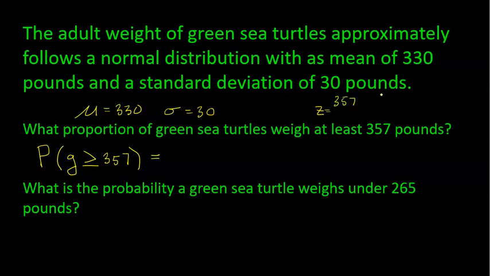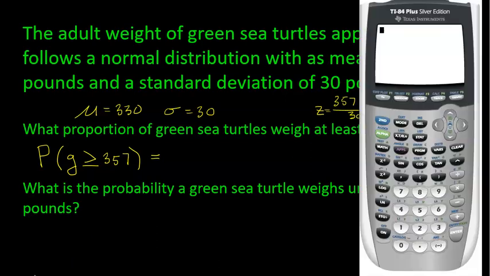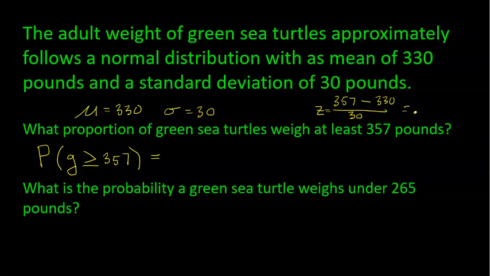I'm just going to take the value of my individual turtle. I'm going to subtract the mean, and I'm going to divide by the standard deviation of 30. So I'm going to go to my calculator real quick here and do 357 minus 330, and then divide that by 30, and I get 0.9. The z-score is 0.9. So that means that this particular turtle that weighs 357 pounds is equivalent to being 0.9 standard deviations above the mean. So 0.9 is its position amongst all green sea turtles.